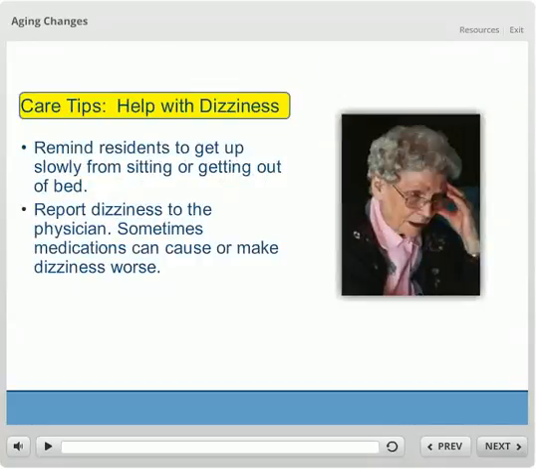Care tips to help with dizziness. Remind residents to get up slowly from sitting or getting out of bed. Report dizziness to the physician. Sometimes medications can cause or make dizziness worse.